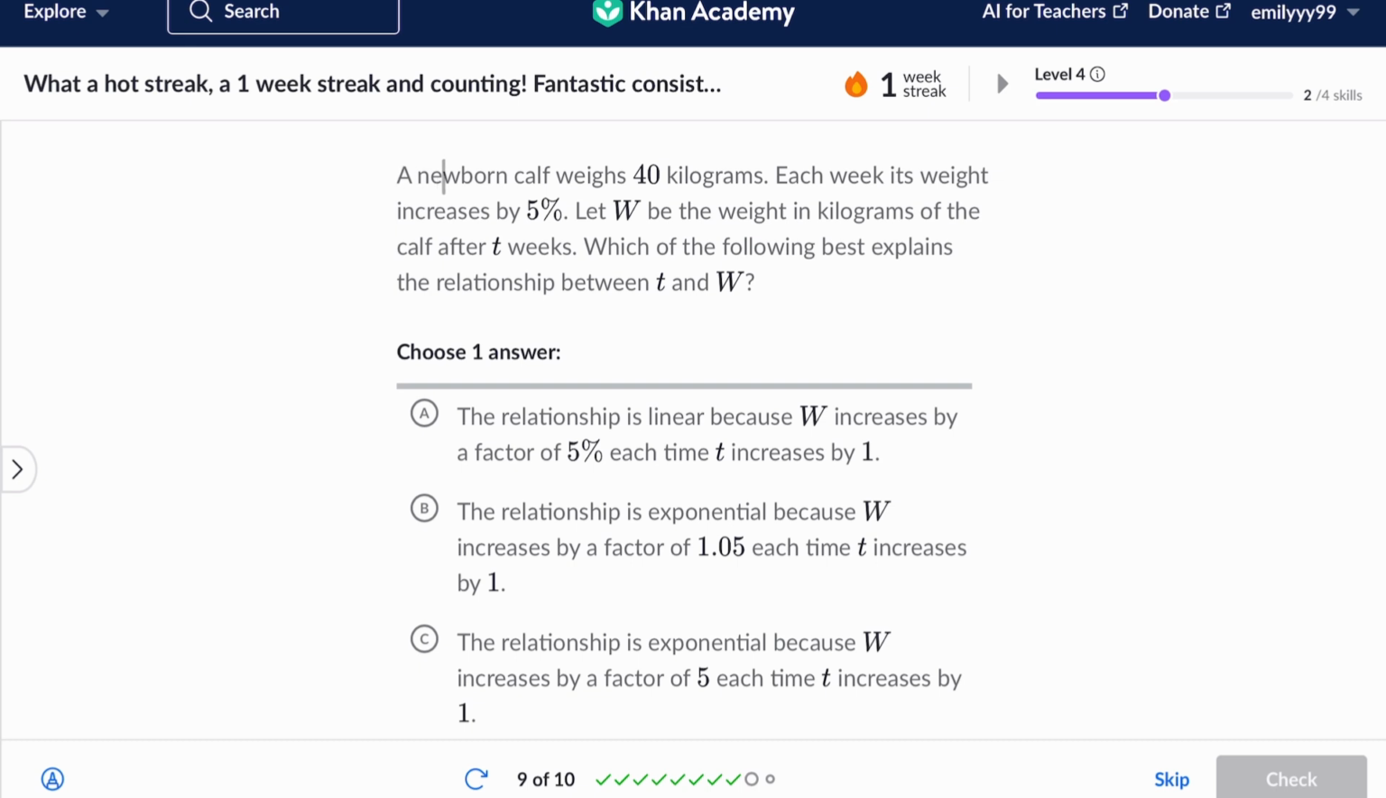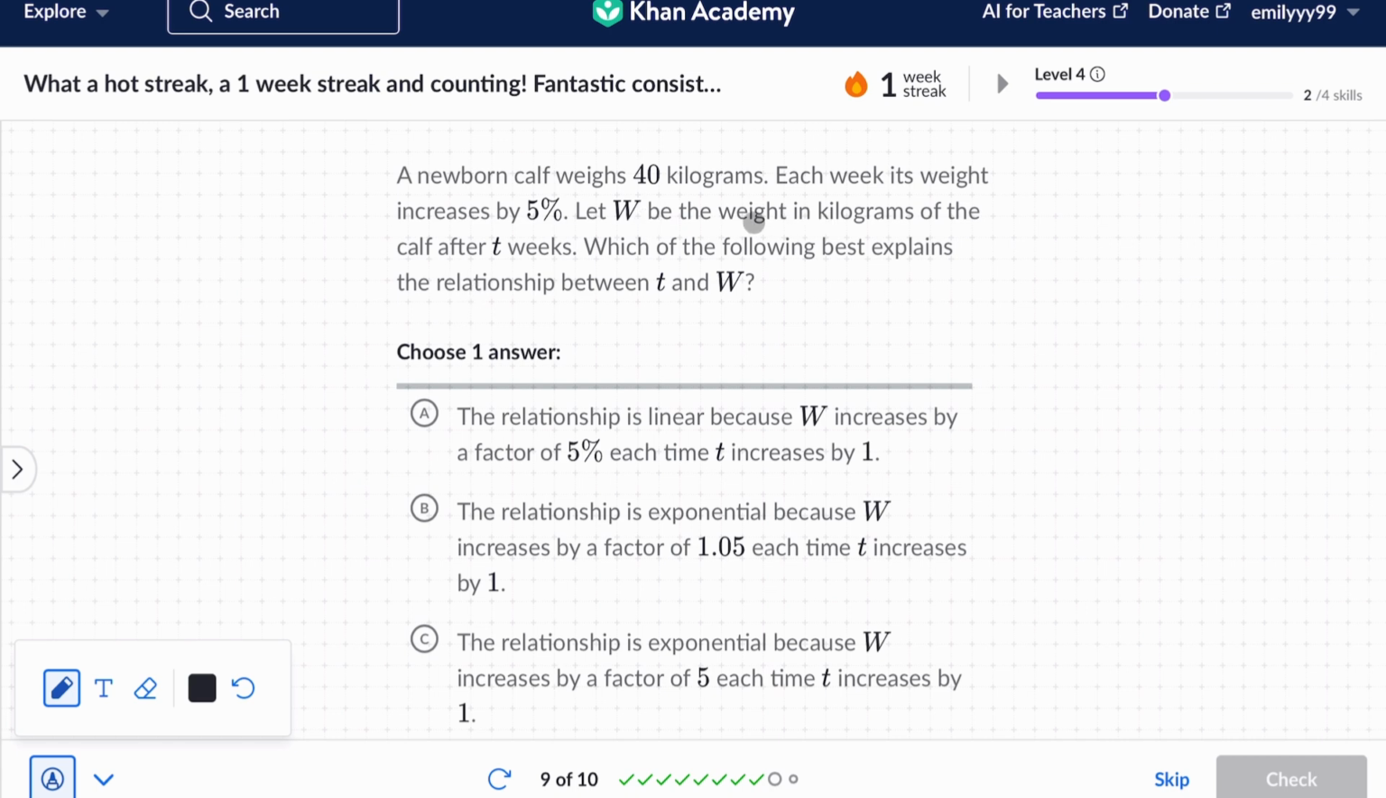A newborn calf weighs 40 kilograms. Each week its weight increases by 5%. Let W be the weight in kilograms of the calf after T weeks. Which of the following best explains the relationship between T and W? So W is the weight in kilograms of the calf, and T is a number of weeks. So W will depend on T.